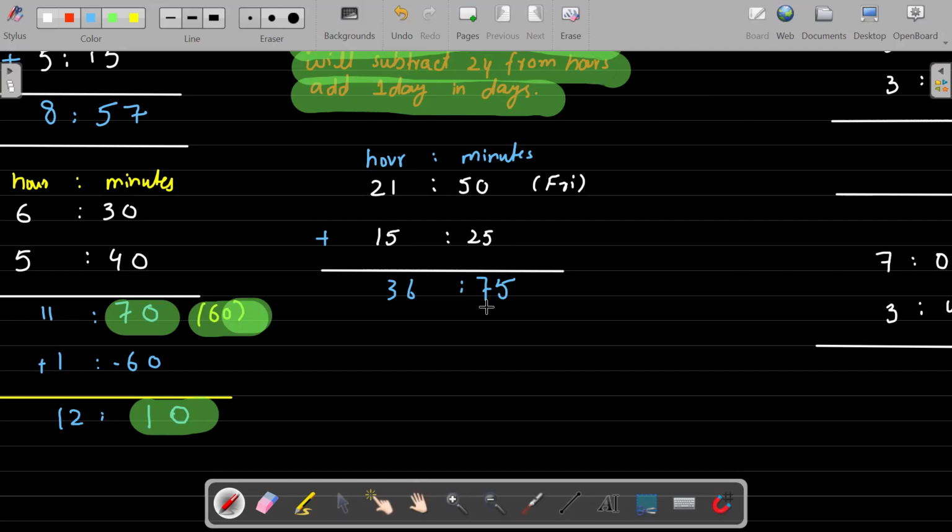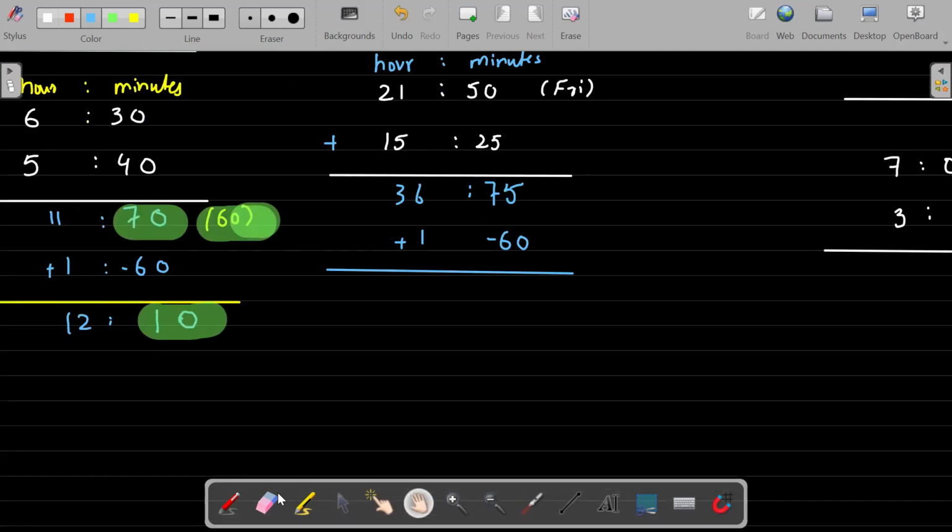I told you before that first we need to balance our minute section, okay? To balance the minute section, I will subtract 60 from the minutes and I will add 1 in the hour section, okay? By doing that, you will be able to see my answer will be 5 and 1, 15, and this will become 37.